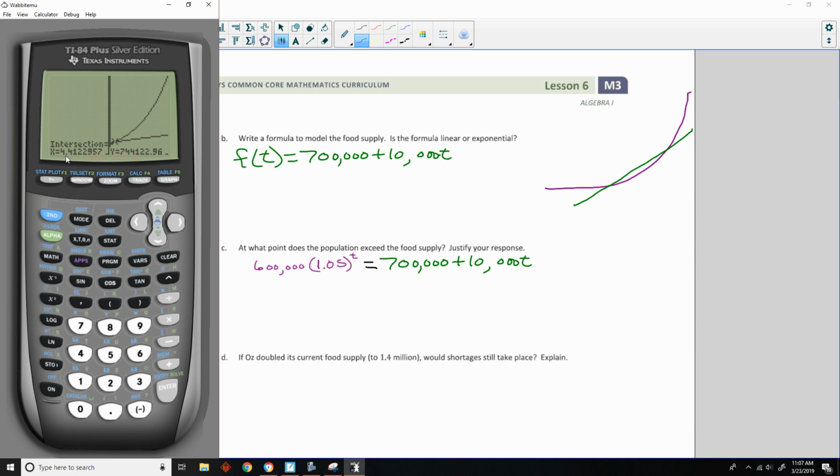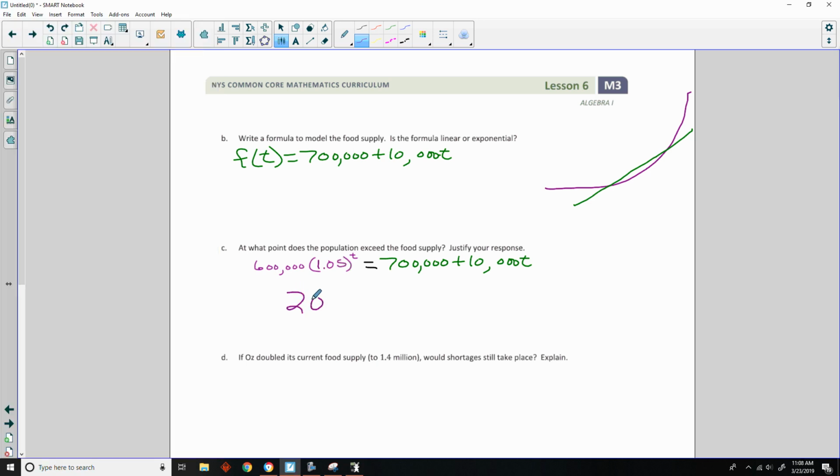So that's after 4 years. So at 4 years we were okay, but it's after 4 years. So sometime during 2015, we would run out of food.